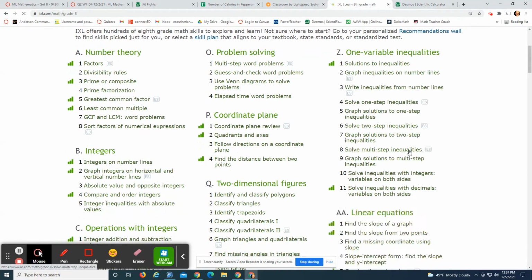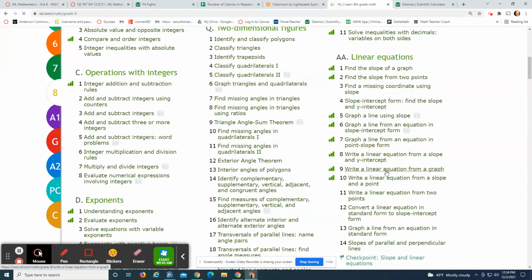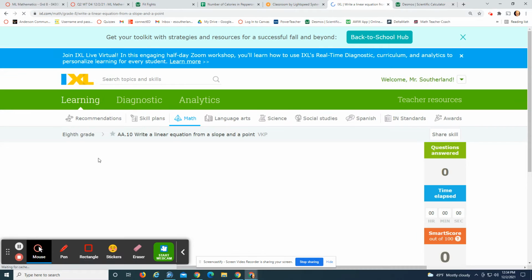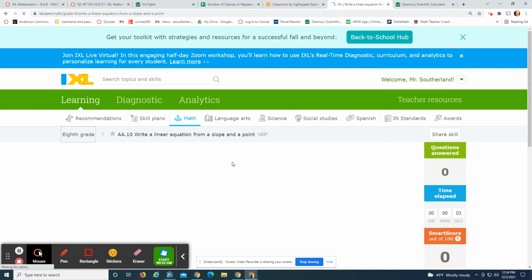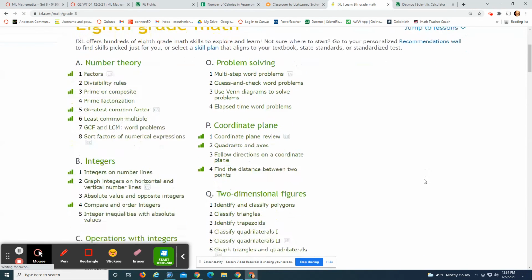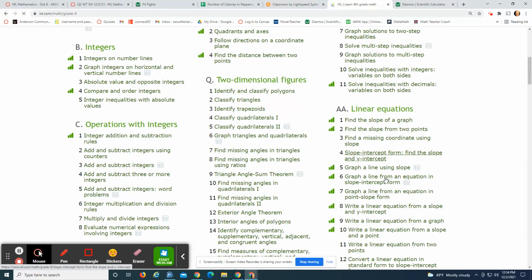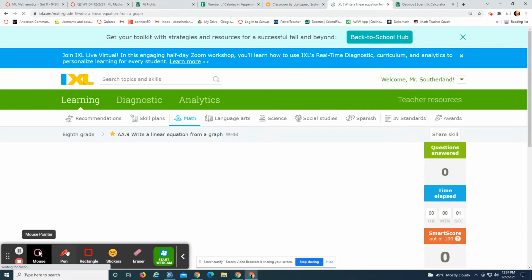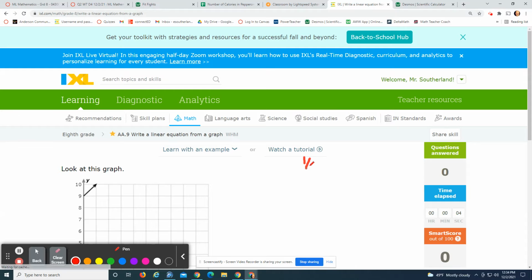AA9 is write a linear equation from a graph. Basically you need to write the formula y equals mx plus b, where m is the slope and b is the y-intercept. So if we're here on AA9, the equation we're always trying to write is y equals mx plus b. The only two things we need to know are b and m.